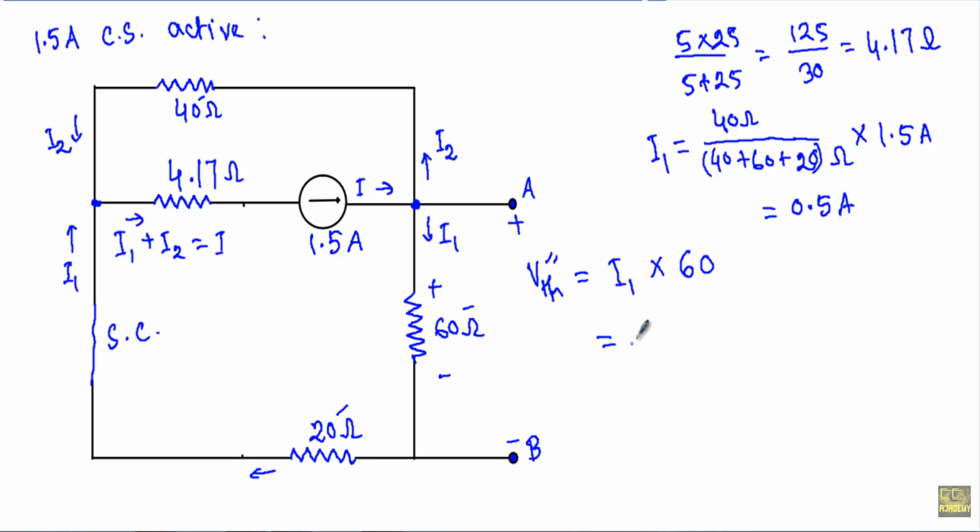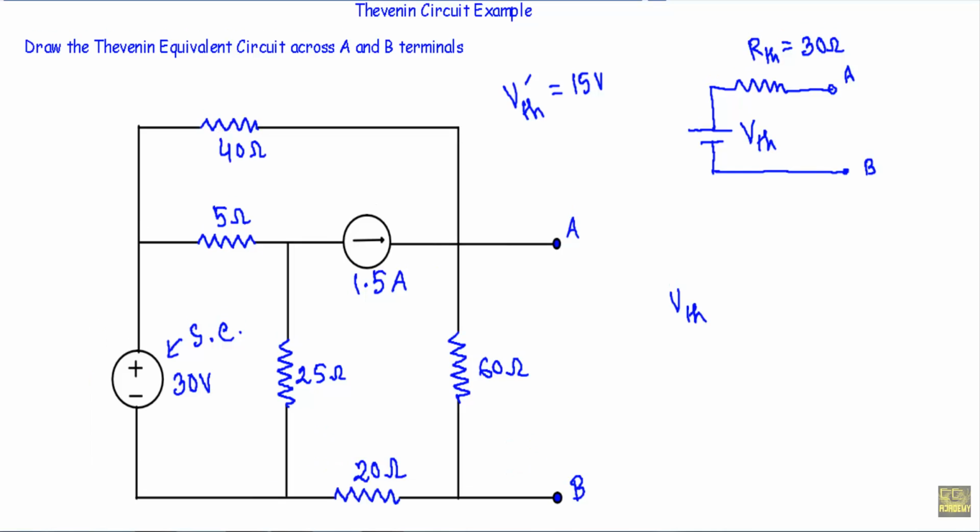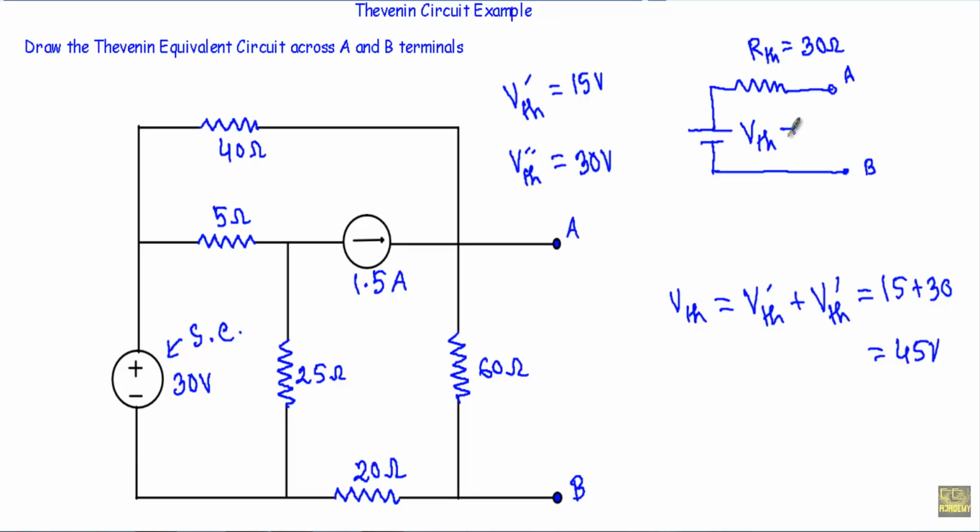See, our I1 will be 0.5 ampere into 60, so I will get 30 volt. Our VTH prime was 15 volt and VTH double prime was 30 volt. Therefore, as they have the same polarity, I will add them up. Our VTH will be equal to VTH prime plus VTH double prime, which is 15 plus 30, equal to 45 volt. Therefore this will be our Thevenin equivalent circuit across this A and B terminal for the given circuit.